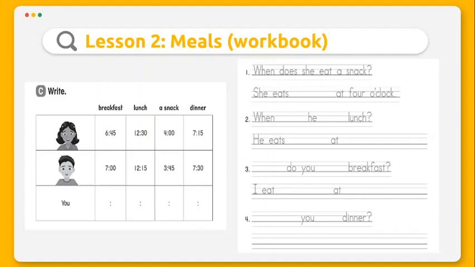According to the questions, it says, when does she eat a snack? You have to go to the chart and look for the time. When, and you have to complete what is the correct question, and then write your answer using the time. Now, according to you, you have to complete the chart according to what time do you eat breakfast? At what time do you eat lunch? What time do you eat a snack? And what time do you eat dinner?